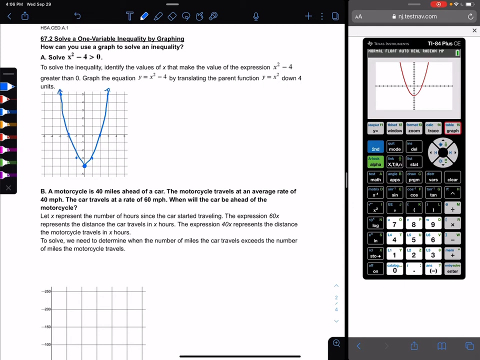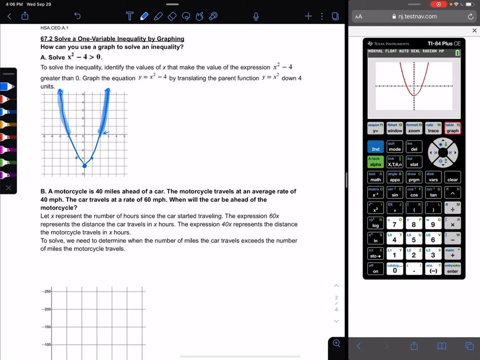And what we're looking to do is determine when the value of the expression x squared minus 4 is greater than 0. It's greater than 0 anytime my graph is above the x-axis. So that's these two portions here. That may seem pretty straightforward, it may not. But think in terms of positive and negative intervals. Because we're looking for greater than 0, we want positive intervals.